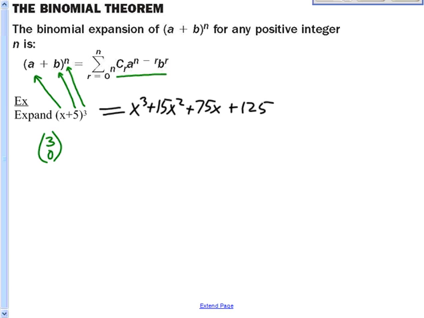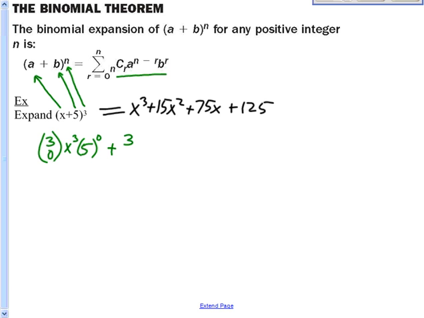Then our a is our x, so it goes x to the n minus r. N is our 3, so 3 minus 0 is 3. Then our b term is 5, and that's going to be to the r, which is 0 initially. And then the next one, now our r is going to be 1.